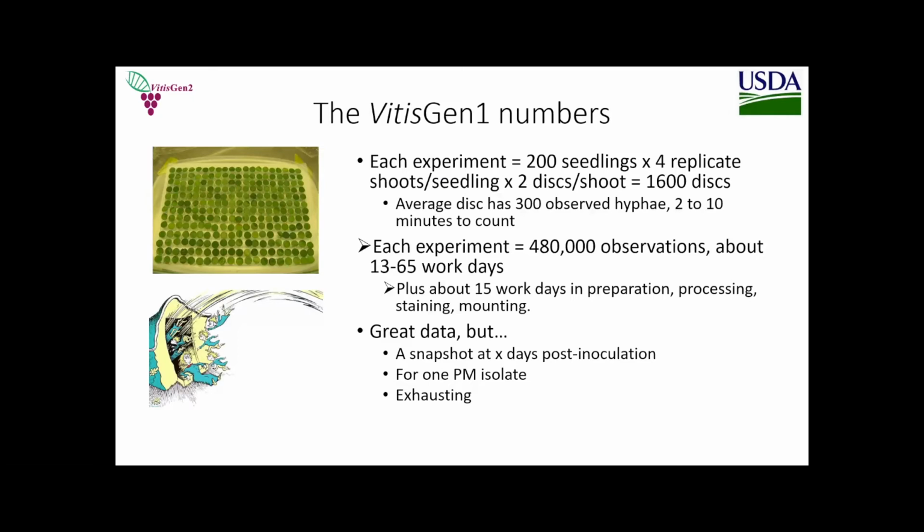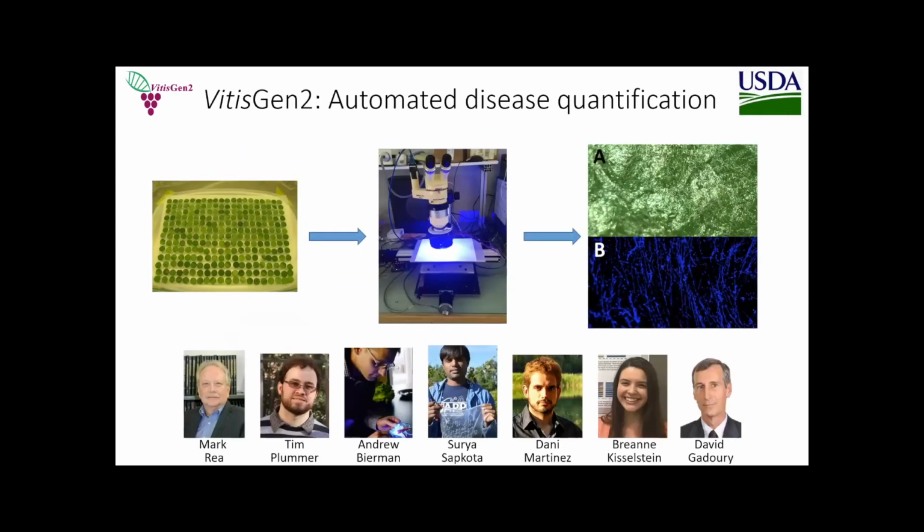So we were getting really good data, but there are a number of limitations. It's only for 1 isolate. It's a snapshot of the phenotype at a certain number of days after inoculation. And it is physically exhausting to spend so much time at a microscope. So what we started developing at the end of Vitis Gen 1, and now have pretty good systems set up that I'll talk about today, is automated analysis.